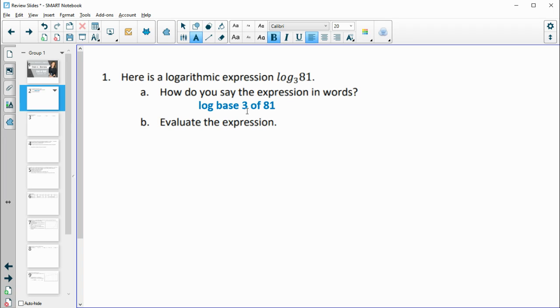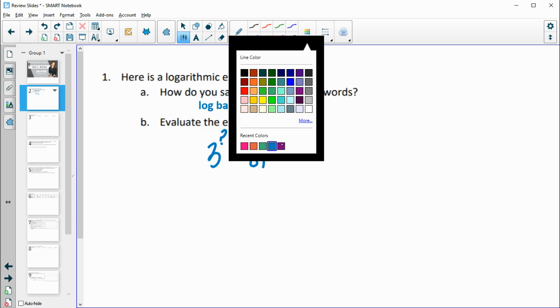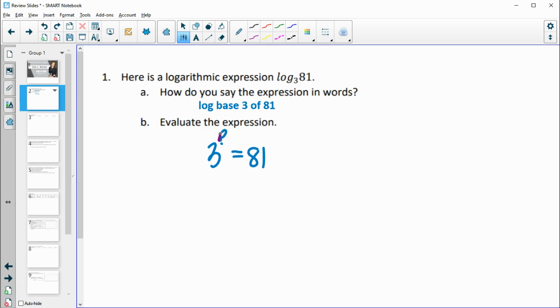So remember that this means, what number gives us back 81 when we have a base of 3? What exponent do we put on 3 to get back 81 is really what this logarithm is asking. And 3 to the 4th power is 81. So the answer to this is 4.